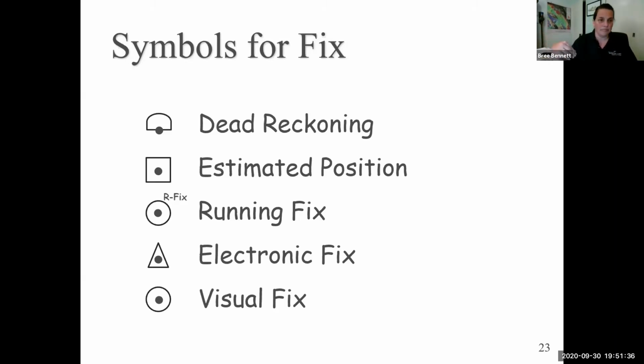But it's always good to check your electronic fix by a visual fix. And that's you trusting your eyes and your compass to get a visual fix. So that's the circle. My caveat on this is these are just fancy symbols, and you'll see me using these symbols, but this is textbook, what I learned at the academy. It's in Bowditch.